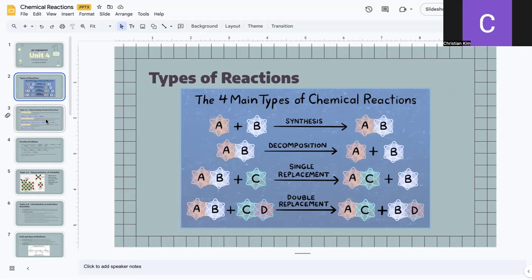Another one is combustion, which is essentially where you have a hydrocarbon reacting with oxygen, and the products will always be water, H2O, and carbon dioxide. Those will always be your products. I did not list that here, but you should have covered combustion in the last unit, I think.